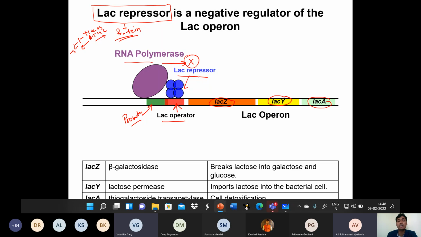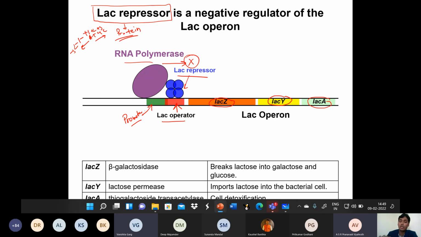So as a result of no transcription, this operon is now turned off. Right? So lac repressor negatively regulates the lac operon. It will attach to the lac operator, therefore the RNA polymerase cannot transcribe all 3 genes. That is the normal state.